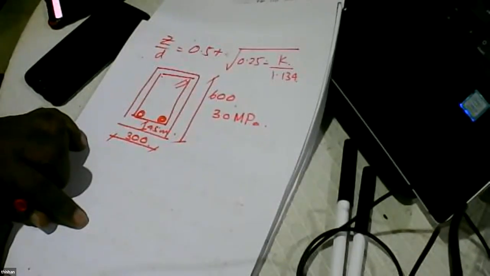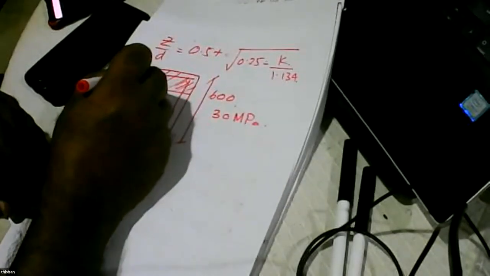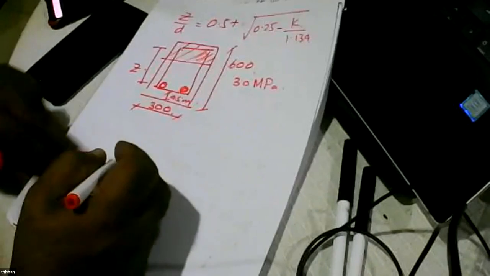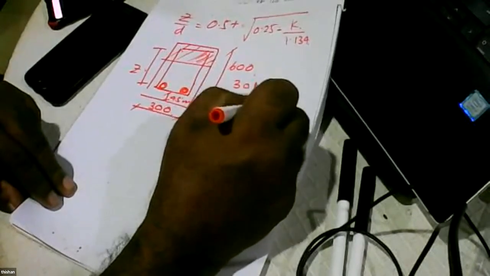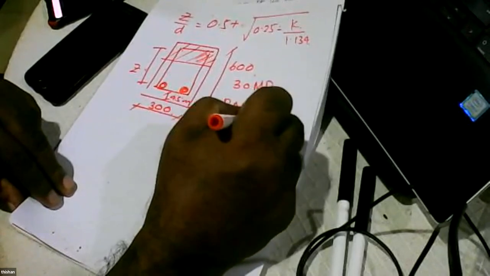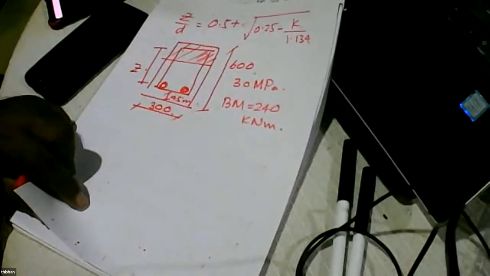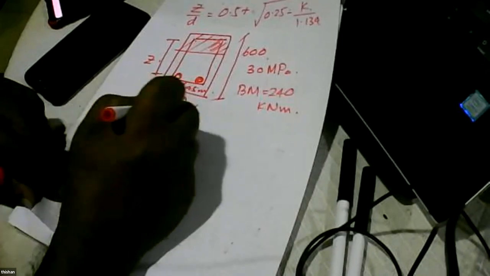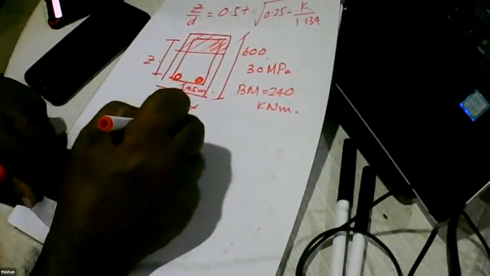Now, the most important thing is to find what is this depth and what is Z. To find Z, we have an equation, but there you can get this K factor. The bending moment is 240 kilonewton meters. So the bending moment is also known. What you do is, first, you find K is equal to M over fck b d squared.